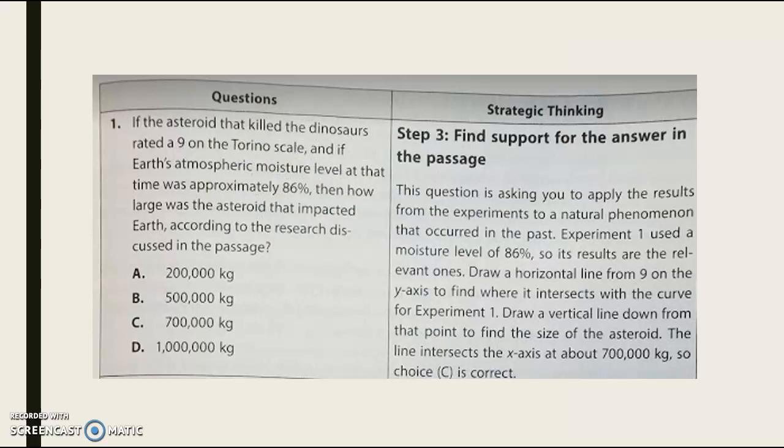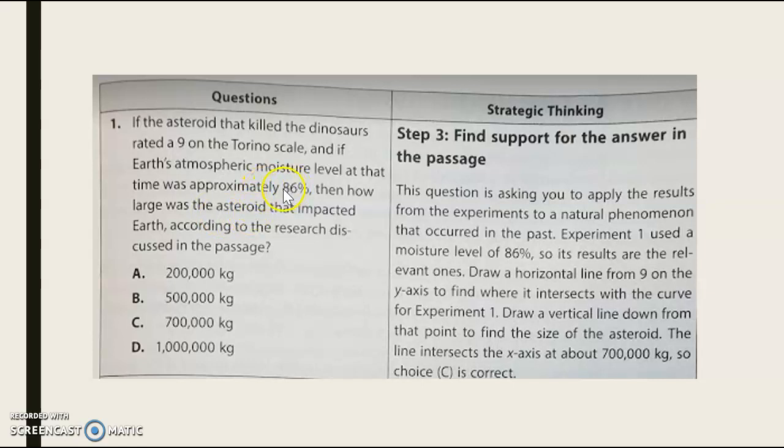Alright, if you're listening to this video at this point, you should have taken the time to answer those first 3 questions. So here we go, looking through them. So question 1 is asking about the asteroid that killed the dinosaurs, and if it rated 9 on the Torino scale, and if the Earth's atmospheric moisture level at that time was approximately 86%, then how large was the asteroid that impacted Earth according to the research that was given?